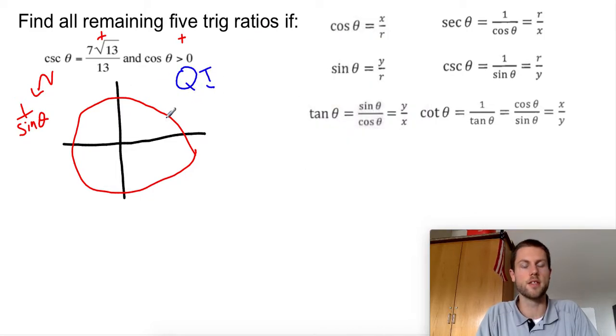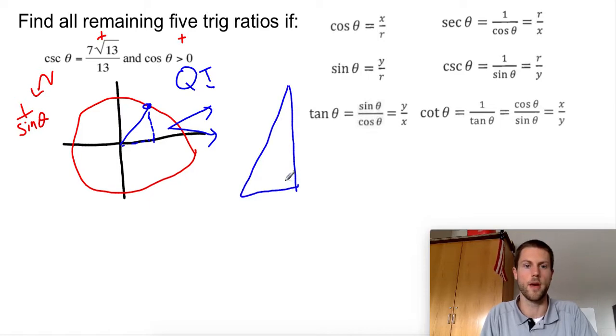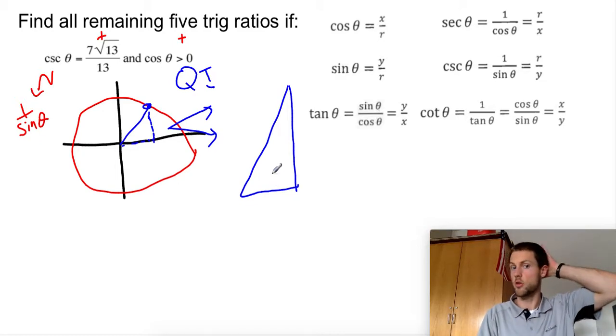So it's as if I'm working with some sort of an angle that's somewhere in here, and what I want to do is drop a perpendicular, and I'm interested in what's going on with this right triangle here. So let's actually draw that right triangle. I'm going to lift it right out of my circle, not my unit circle, but my regular circle.